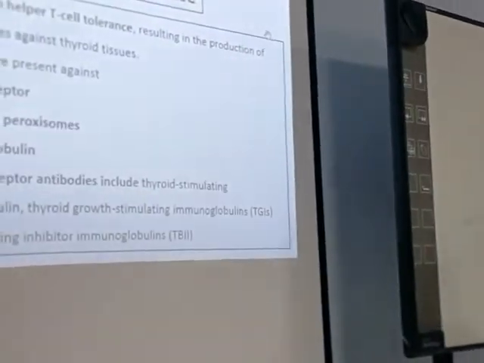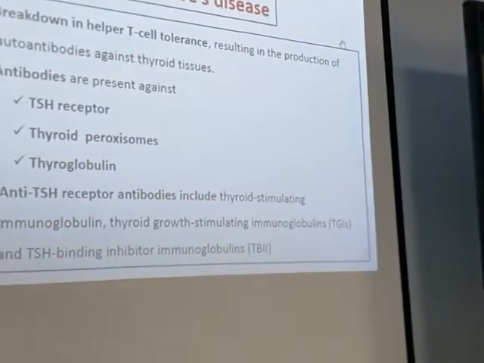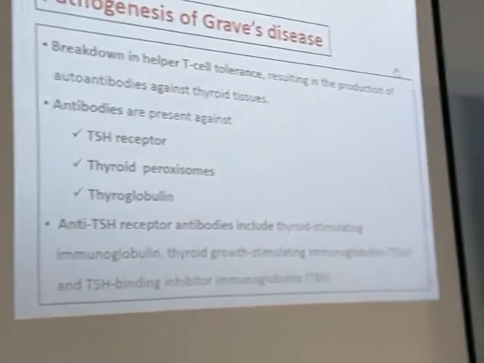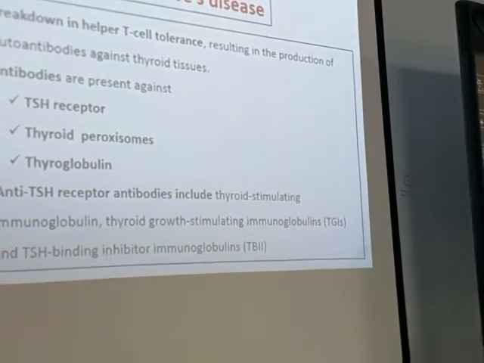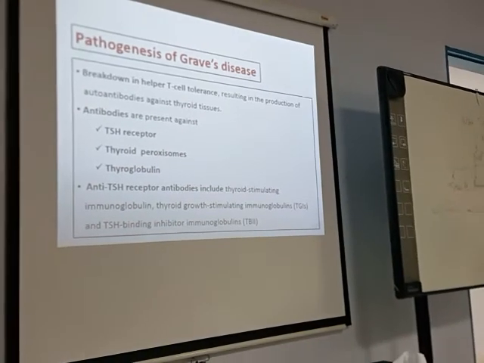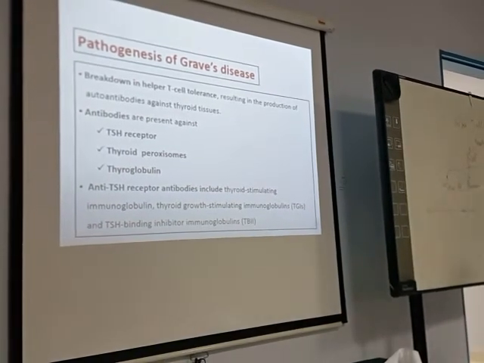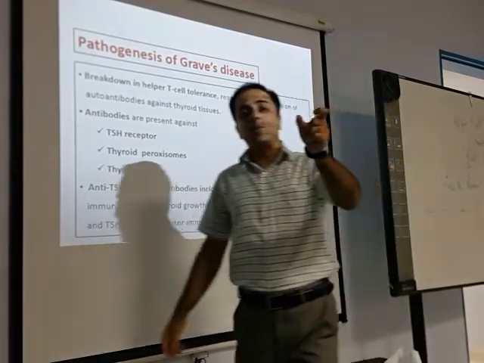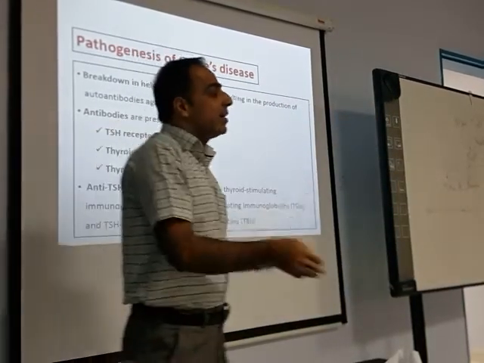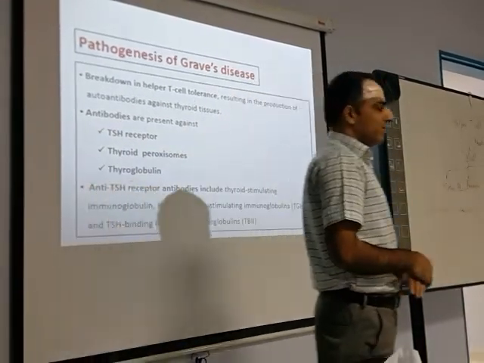Another is the thyroid growth stimulating antibody. It doesn't cause the formation of T3, T4 directly, but when it attaches, it causes hyperplasia of the gland. When there is hyperplasia, there are more cells, so more formation of T3. So this is an indirect way of stimulating. Another is the thyroid inhibiting antibody. If it binds, it leads to inhibition of the function.